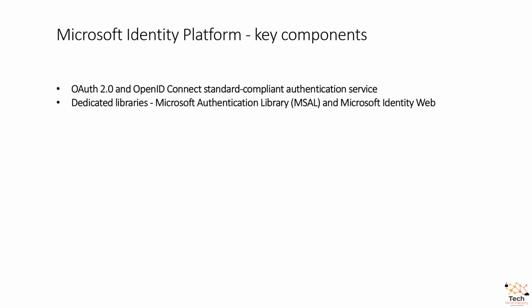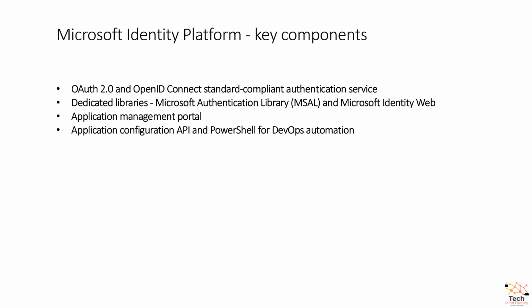Also, when it comes to integration with Microsoft Identity Platform, Microsoft provides Microsoft Authentication Library and Microsoft Identity Web. Those two libraries can be used to integrate different kinds of applications like APIs, web applications, desktop applications, and mobile applications with Microsoft Identity Platform. Also, there is a dedicated management portal where we can register applications, where we can ensure that a specific application will have access to other resources, and so on.